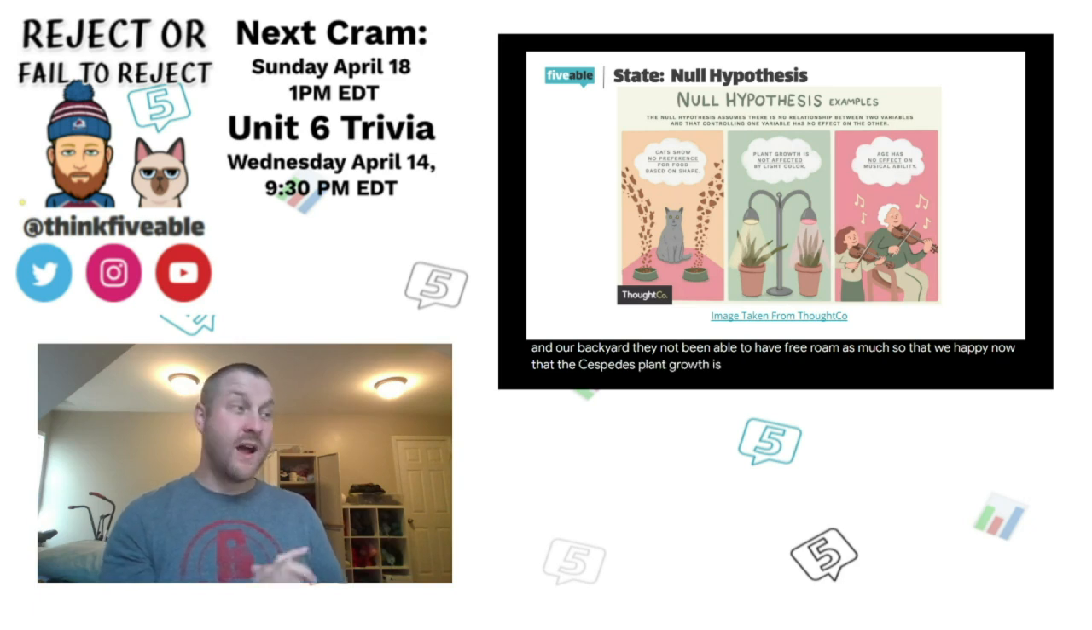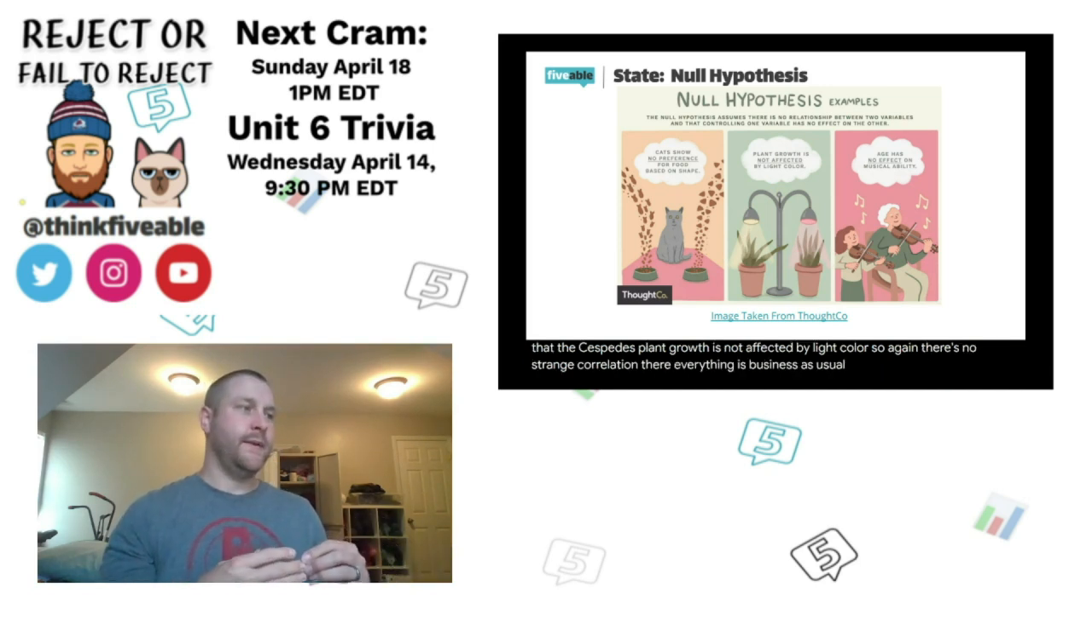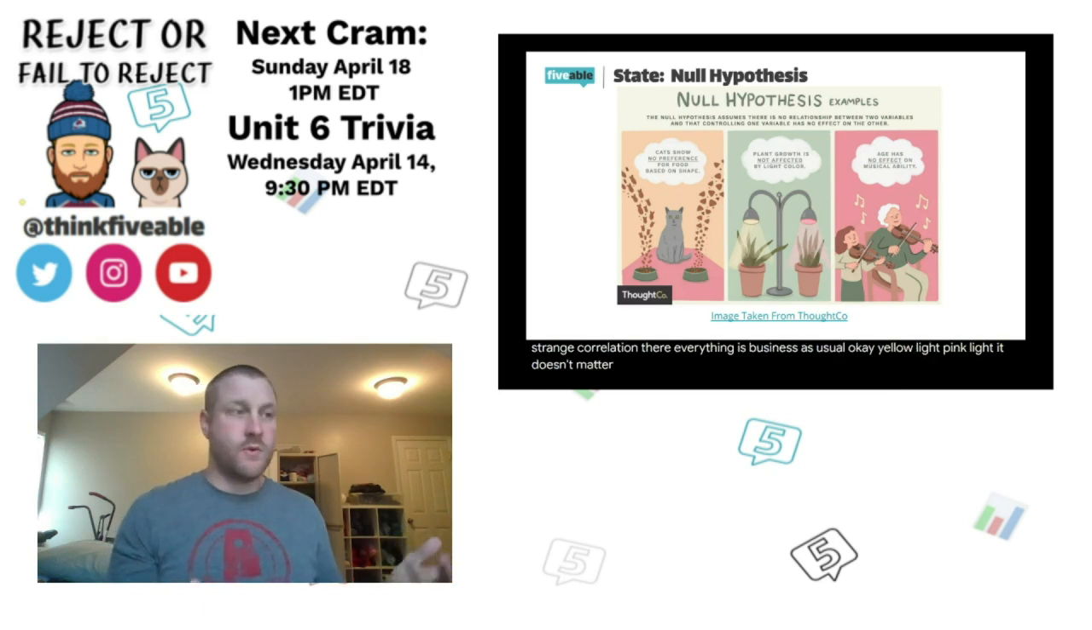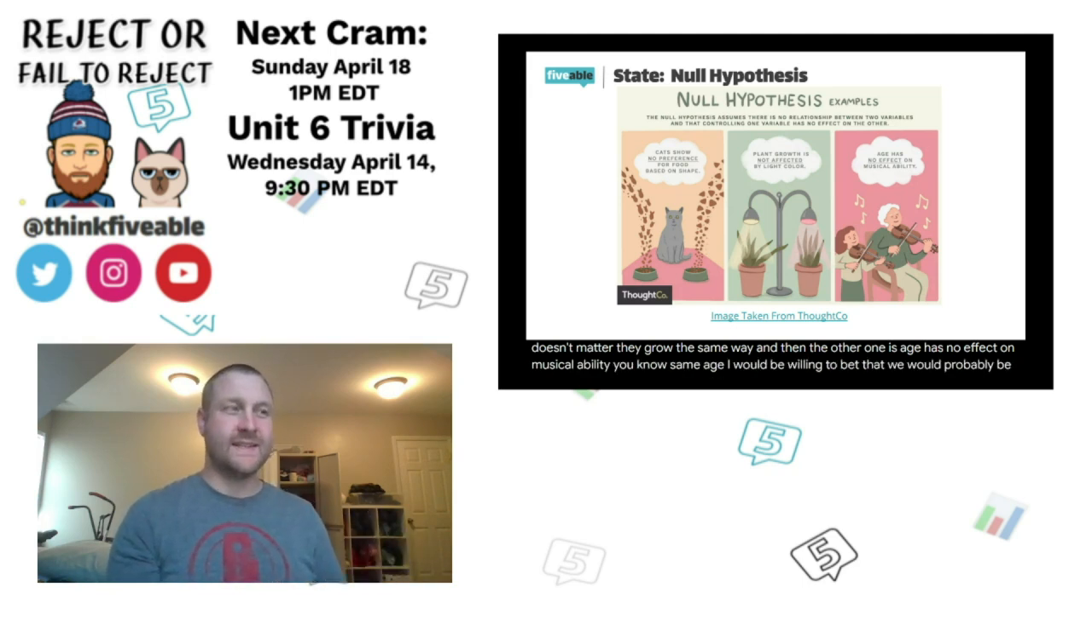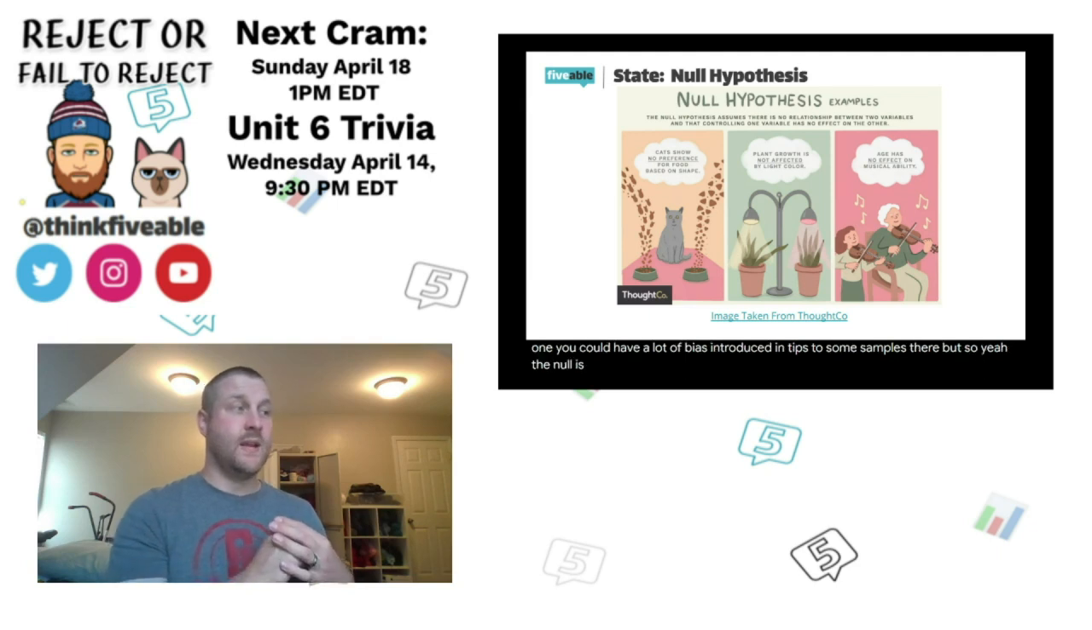Plant growth is not affected by light color. So again, there's no strange correlation there. Everything is business as usual. Yellow light, pink light, it doesn't matter. They grow the same way. And then the other one is age has no effect on musical ability. I would be willing to bet that would probably be rejected. Well, I don't know, it depends on your experience. I feel like you could have a lot of bias introduced into some samples there. But yeah, the null is that it's business as usual.